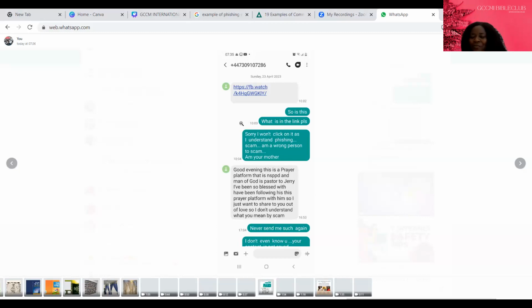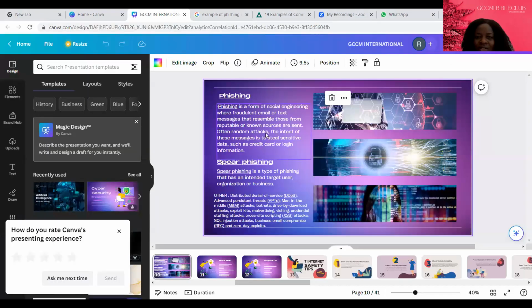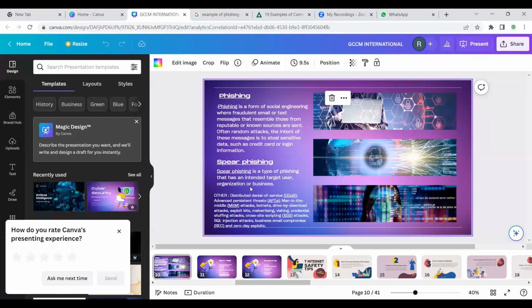So can you see this example of phishing? So this one is called spear phishing. This is a type of phishing that has an intended targeted user, organization, or business. So if they want to attack me so that they can gain access, they will make so much from people. You can say they admitted Joy in the hospital, blah blah blah. I mean, just right now they are sending money. Do you get? People will say, hey, and they will send it.